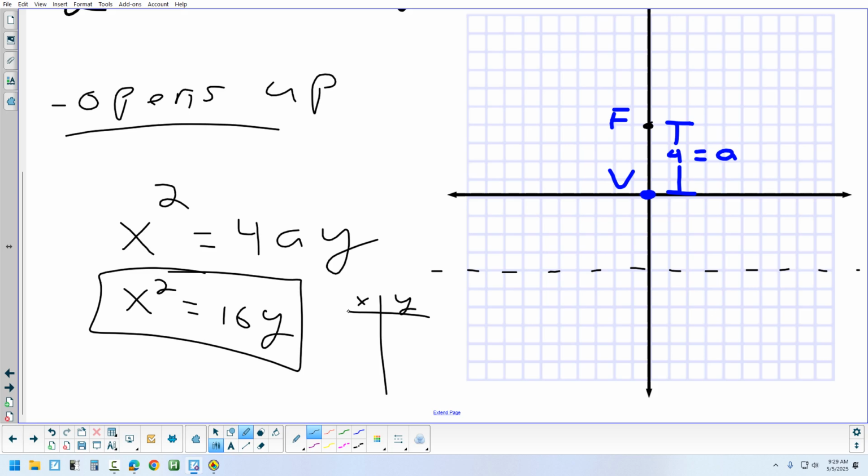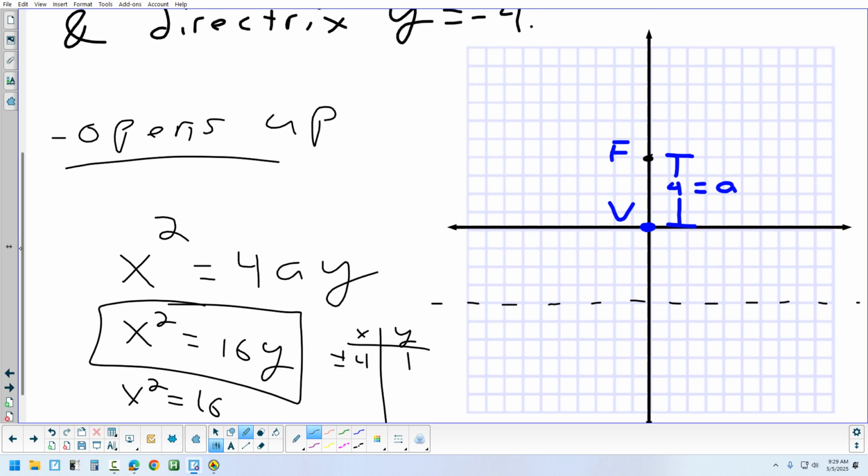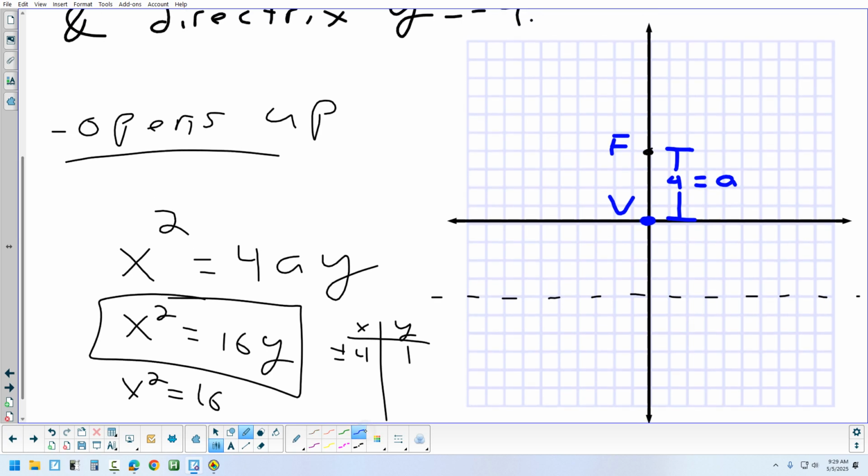Yeah, 1. If you plug in 1 for y, you get x squared equals 16, which means x equals... Nick, what would x equal? 4. Negative 4. Yep. Now graph those 2 points. 4, 1, negative 4, 1. So 1, 2, 3, 4, 1, and 1, 2, 3, 4, negative 4, 1.